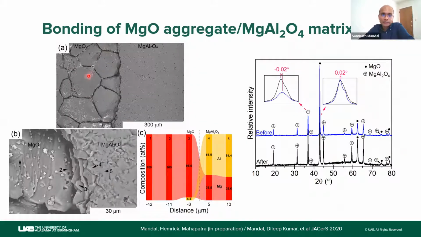In bonding of DBM, which is magnesium aggregate with magnesium aluminate matrix, you see there is interfacial debonding, there is no direct bonding, and there is very little solid solution of aluminum into the DBM, and we don't see much change in the spinel peak shift. But we see there is some change in the spinel intensity. The spinel intensity is increasing.